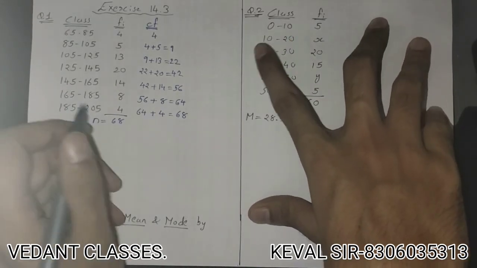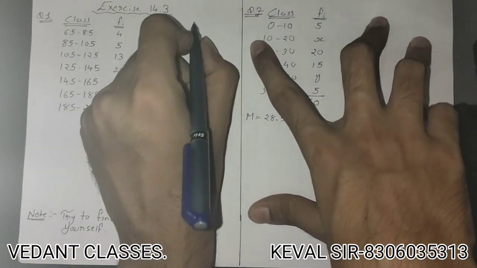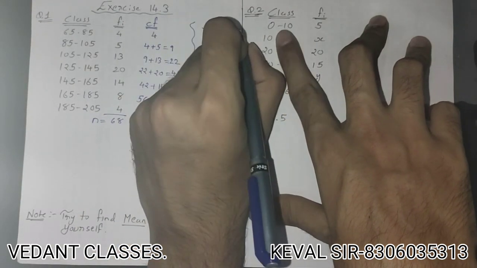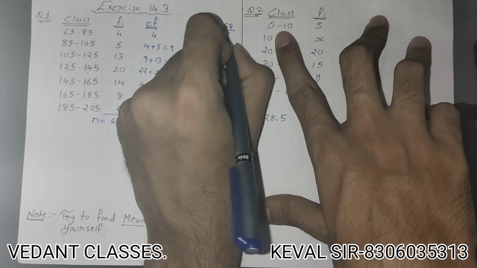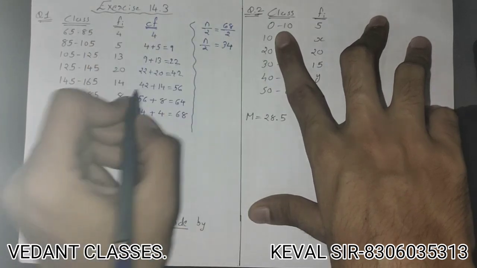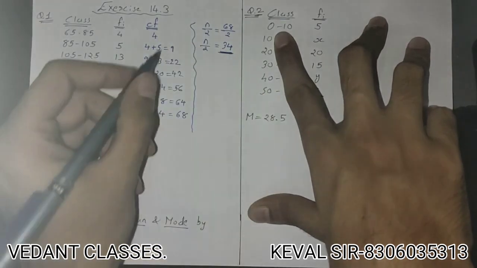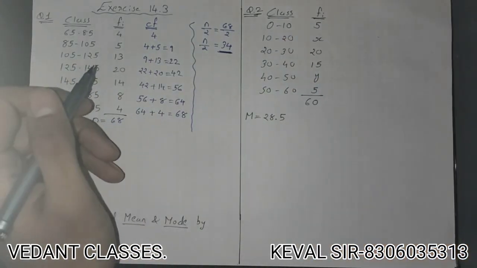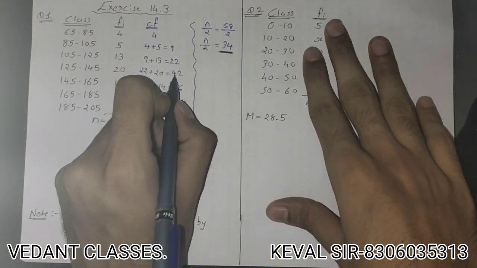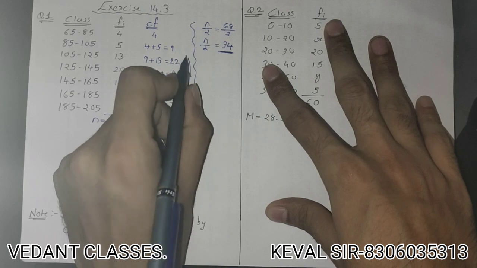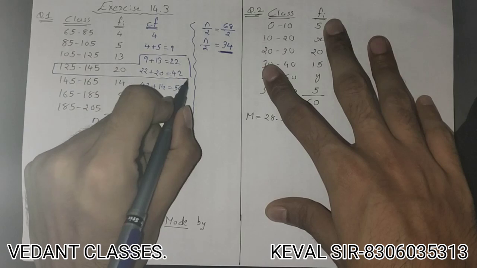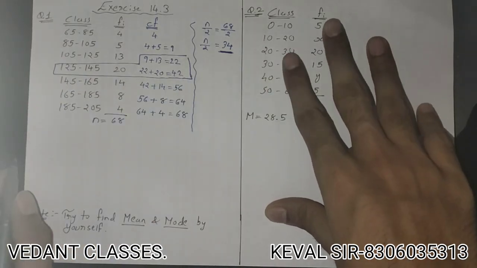Now the first thing you need to do is find the value of n by 2. That is 68 by 2, so the value of n by 2 is 34. Now check in Cf between which two values 34 lies. It clearly shows that it lies between 22 and 42. Just make a box like this over here. Now we can easily note down the values.